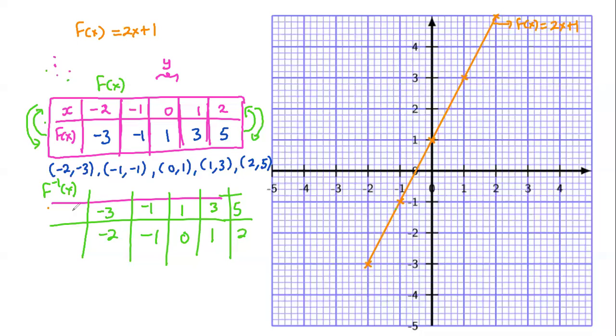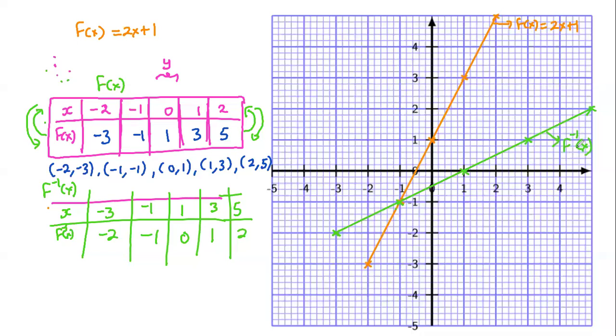So I'm going to plot now these ones. Do you remember this is still your x, this is your f of x, but now this one is inverse. So we plot -3 and -2. -3 is here, -2 is here. -1, -1 is here. 1 and 0 is a point here. 3 and 1 is a point here. 5 and 2 is here. Then after, I'll join, like this, like that. And this is what we call the inverse of our function, f inverse of x.